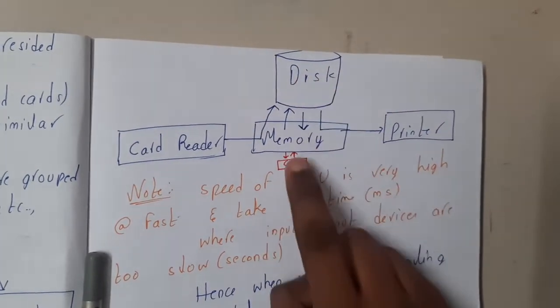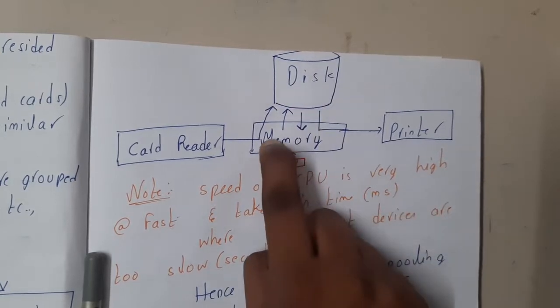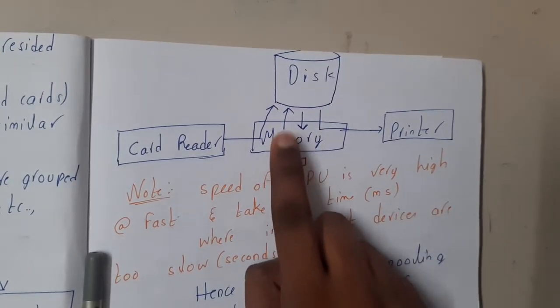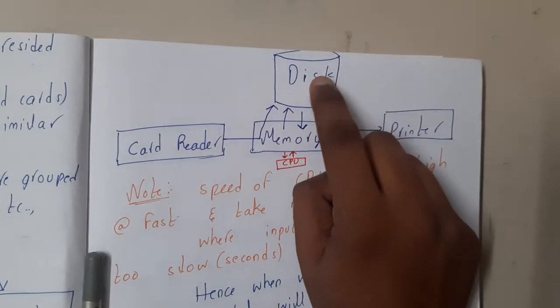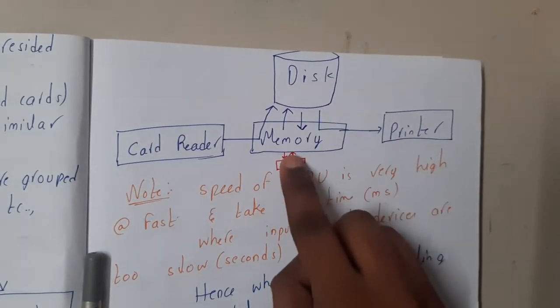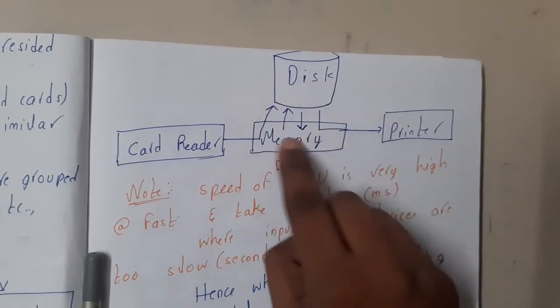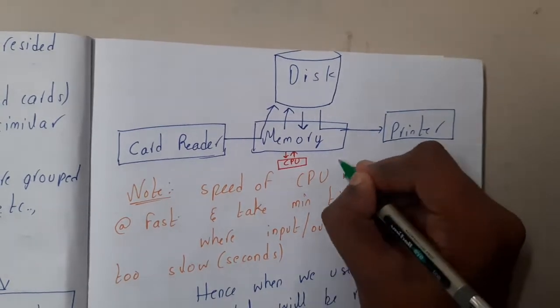And whenever we want to perform a particular task, the CPU will request memory, the memory will request the disk, and from the disk they will get the data and execute it. Okay, so in this way this process will be done. So what will be the advantage here, guys?